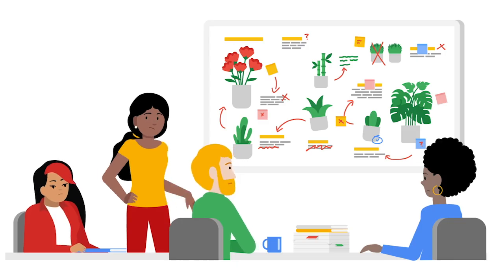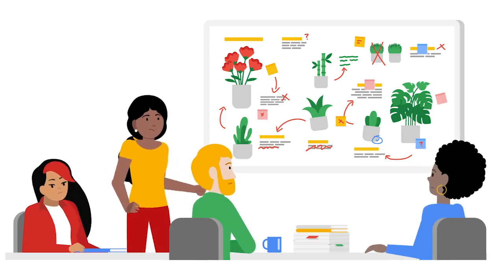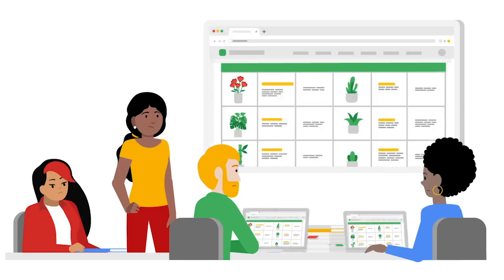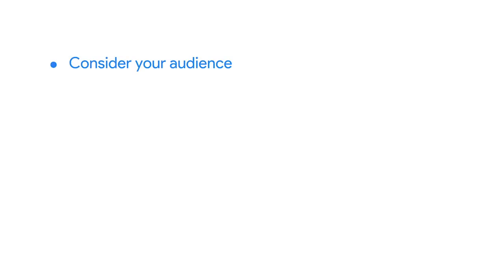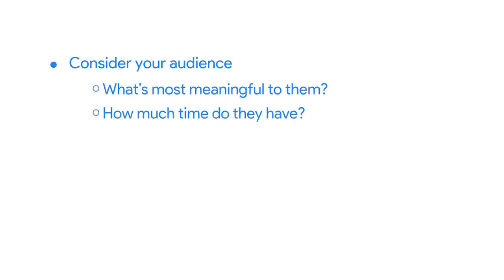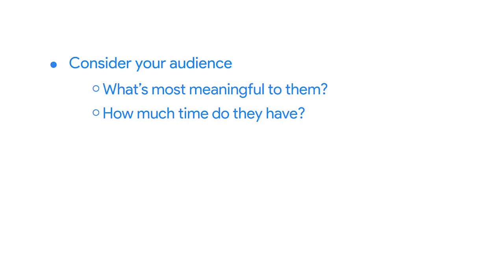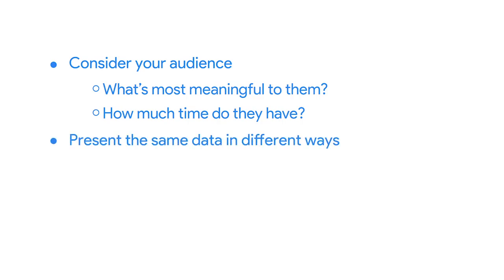There are different ways to present an evaluation, and you'll need to decide which style is best for your project and audience. Start out by considering your audience. Think about what's most meaningful to them, as well as how much time they have. If your audience is a mix of roles or groups, like team members, managers, stakeholders, and executives, consider the best way to share information with each group. In some cases, you'll need to present the same data in different ways.